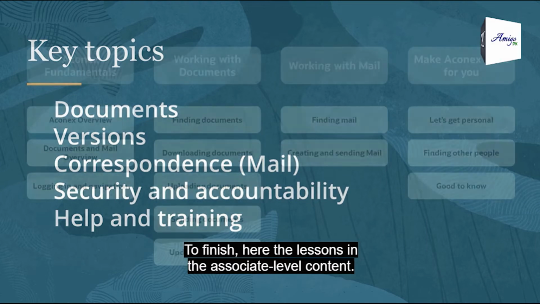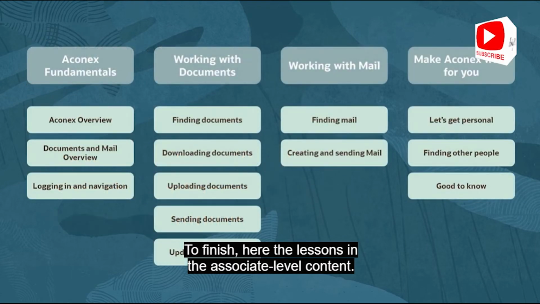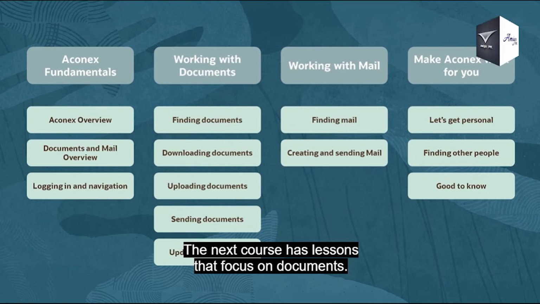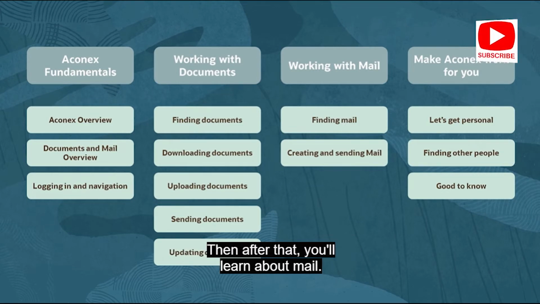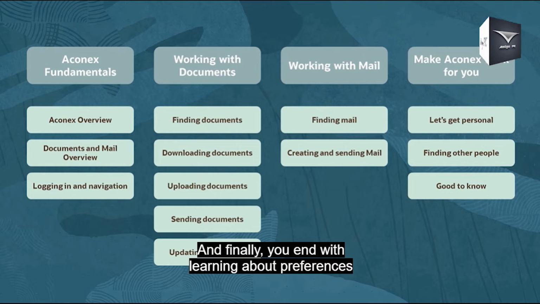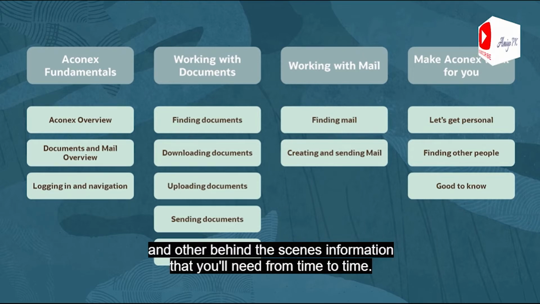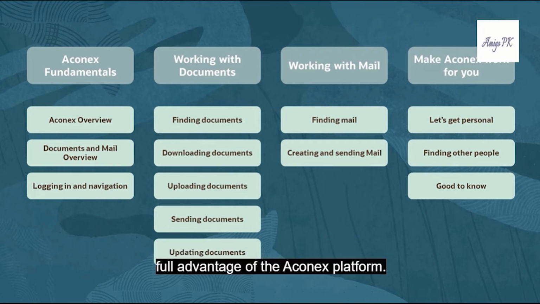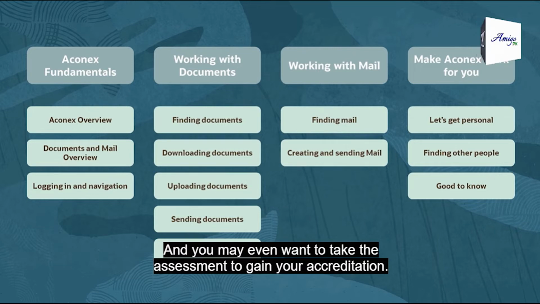To finish, here are the lessons in the associate level content. Right now you're completing the first lesson, or Aconex Overview. The next course has lessons that focus on documents, then after that you'll learn about mail. And finally, you end with learning about preferences and other behind the scenes information that you'll need from time to time. If you finish them all, you'll be ready to take full advantage of the Aconex platform, and you may even want to take the assessment to gain your accreditation.